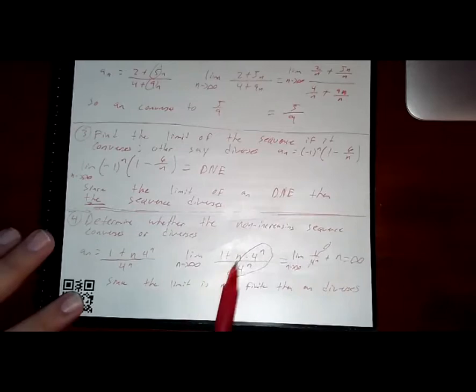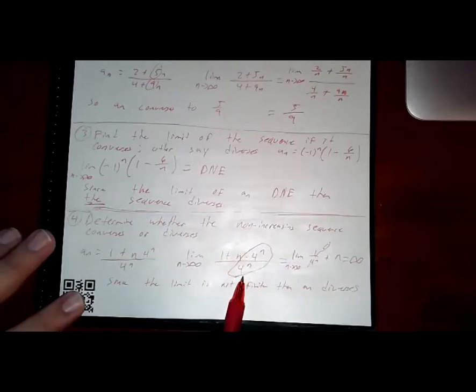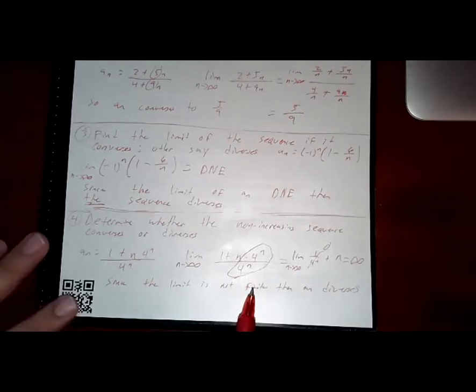But algebraically, no, I can't just cancel this. Oh, okay, got you. So it's better to think of it this way, or to divide every term by 4 to the nth power. Those are the two proper ways to do it.